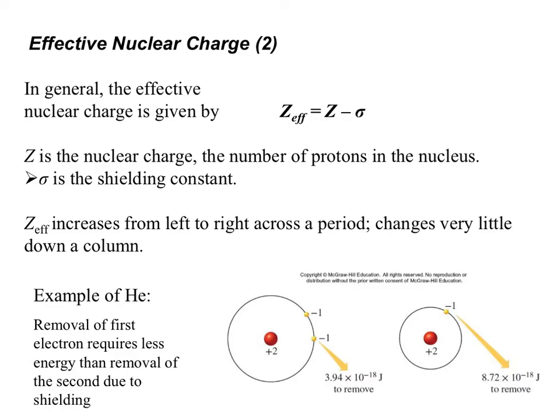However, once we have removed this electron, we now only have one electron attracted to the positive 2 charge, and therefore we require more energy, a bit more than double, of 8.72 times 10 to the negative 18 joules to remove it. This electron is not shielded by anything, nor is there any electron repulsion. There's just pure attraction to the core.